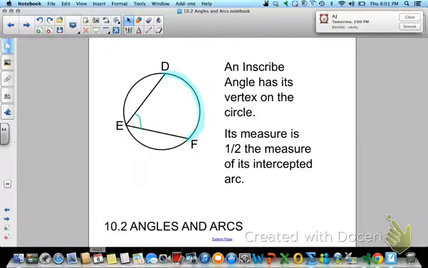So if we were to compare an example of what those measures might look like, if I said the angle DEF was 40 degrees, you could say the arc DF was 80 degrees, and that is because it's inscribed. So again, it has its vertex, instead of in the middle of the circle, in the center, on the actual circle.